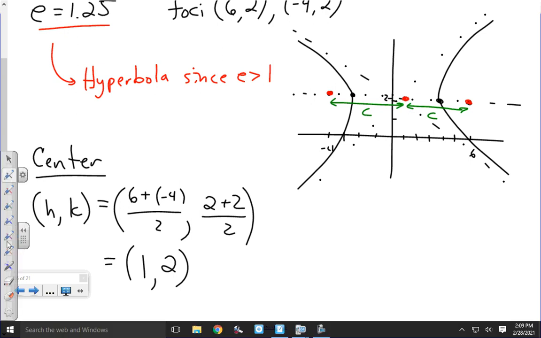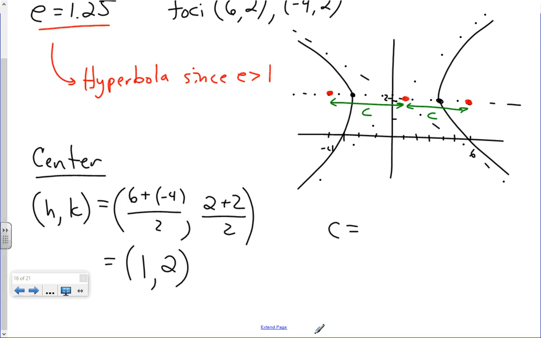So C is equal to, let's do the one on the right here. The location of the focus is at 6, and the location of the center was at 1. So 6 minus 1 is 5. Those are the x values where those are at. So C must be equal to 5.